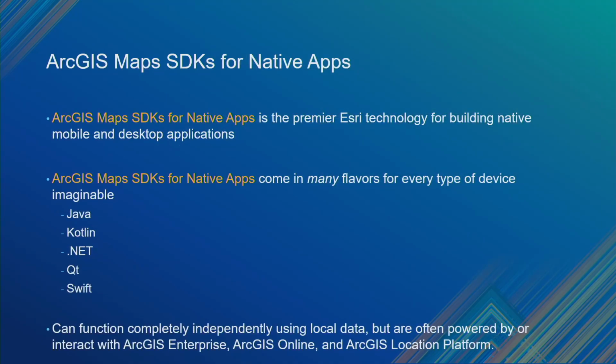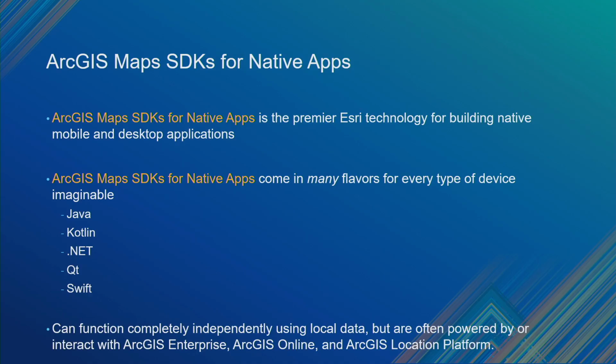Now, you might also want to build native applications, maybe native for desktops or for mobile devices. And the ArcGIS Maps SDK for native apps supports you in building those native applications. We realize you're probably building for a lot of different devices, and so the ArcGIS Maps SDK for native apps comes in a variety of flavors to support that work building for different apps. Whether you're developing in Java, Kotlin, .NET, Qt, Swift, we've got you covered with the Native Apps SDK.